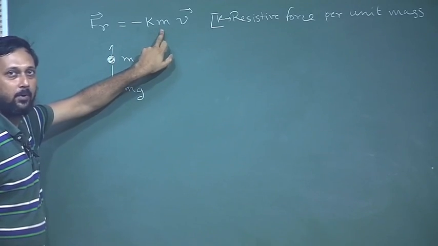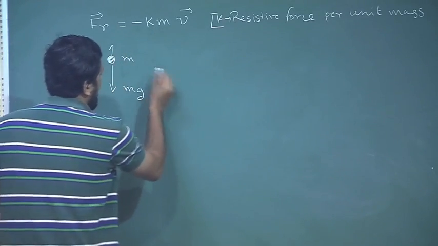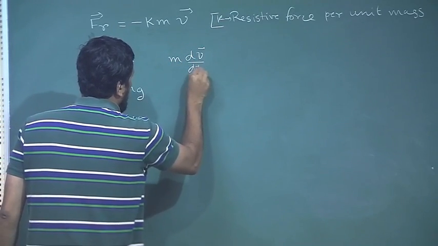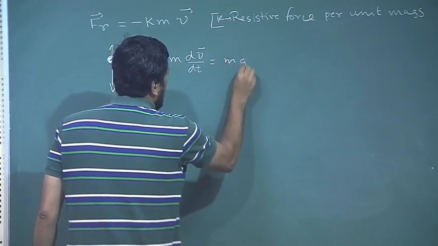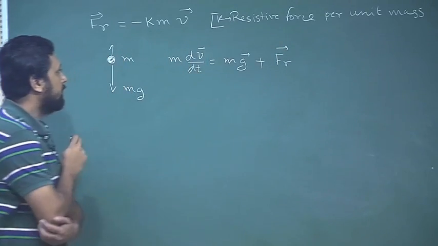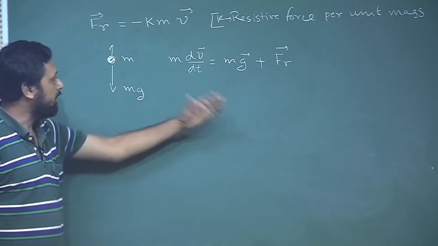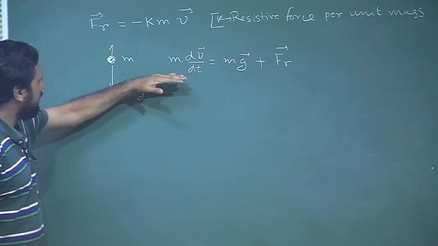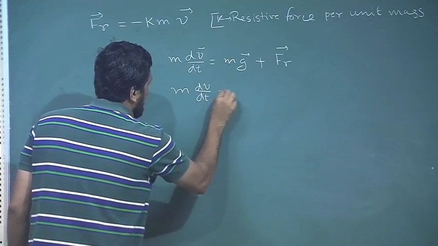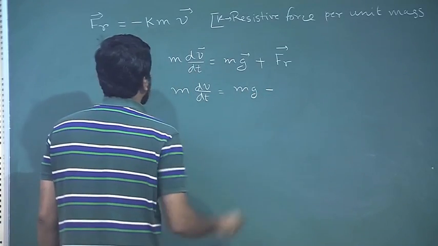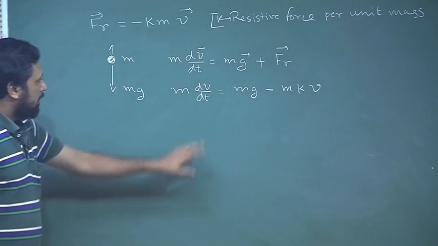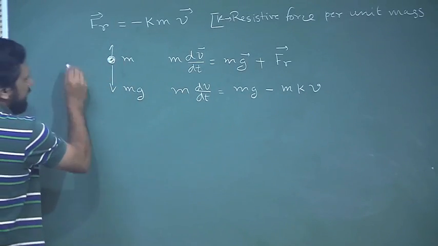Okay. Now, if we try to write the equation of motion of this particle, it will be m dv/dt is equal to mg plus Fr. That is in the vector notation. Now, when we look into the component form of this equation, it becomes m dv/dt is equal to mg minus mkv.